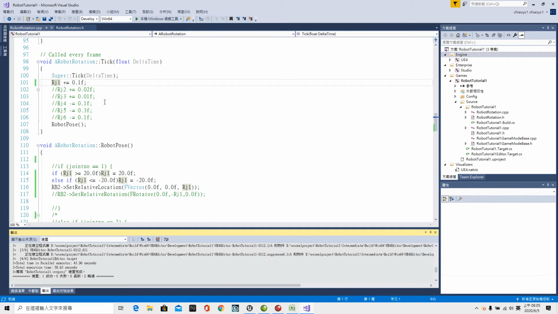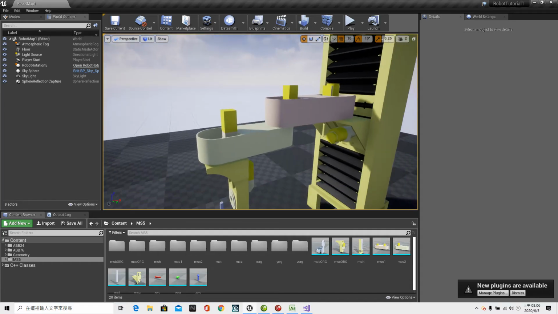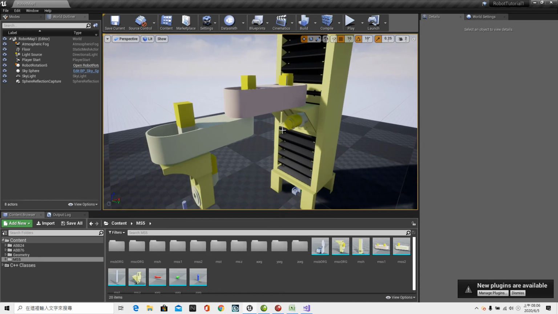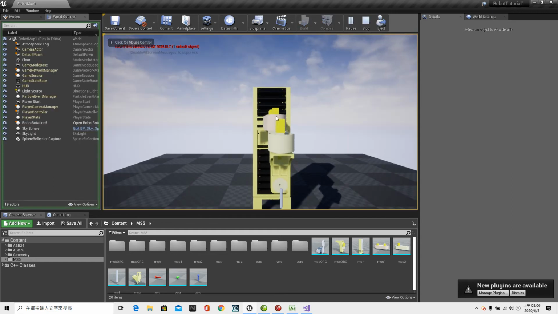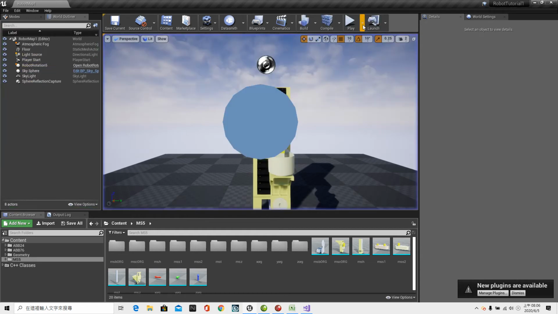Okay, compiling success. Let's see if the program is correct or not. Back to UE4. The first axis is moving up and down. The upper limit is 20 centimeters. The program is written. Testing, move up. So play. You see, moving up until 20 centimeters, stopped. Okay, the program is correct.